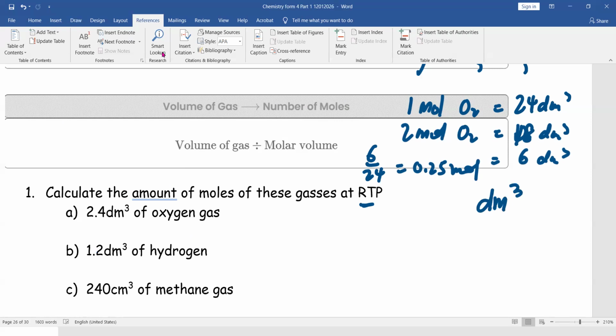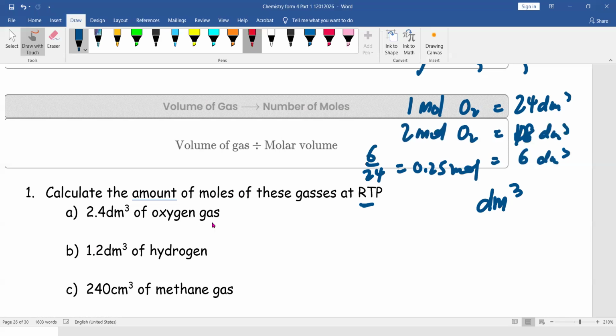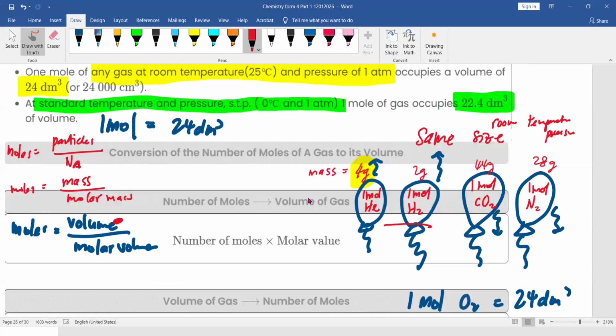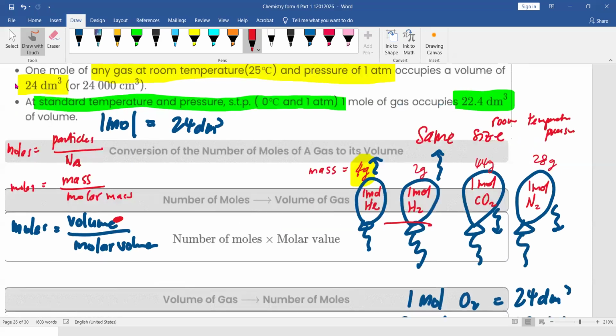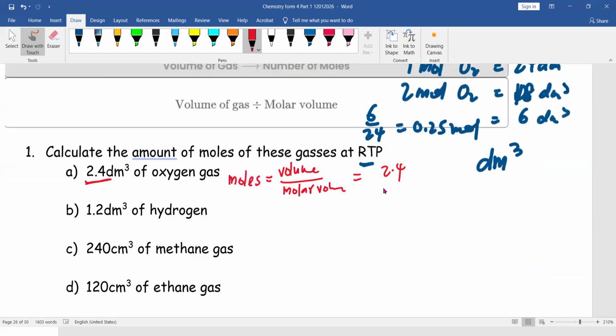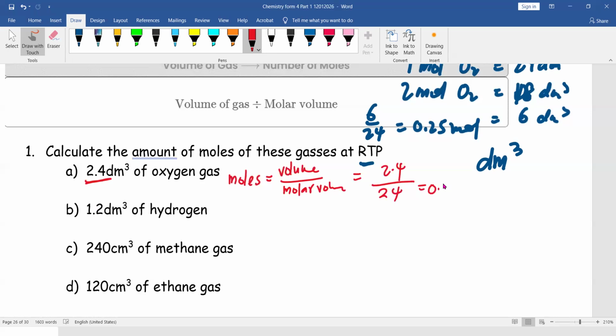So let's look at this. The amount of moles is volume over molar volume. Volume is 2.4 decimeter cube. Molar volume, because they give you RTP, is 24 decimeter cube. So 2.4 over 24 decimeter cube, you get 0.1. That's it. Can you understand? Okay, must be the same unit.